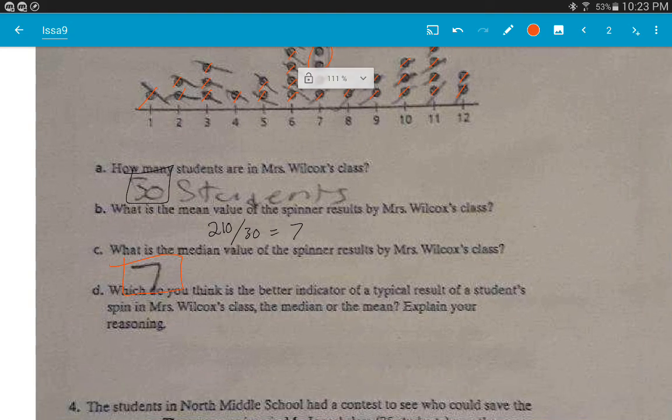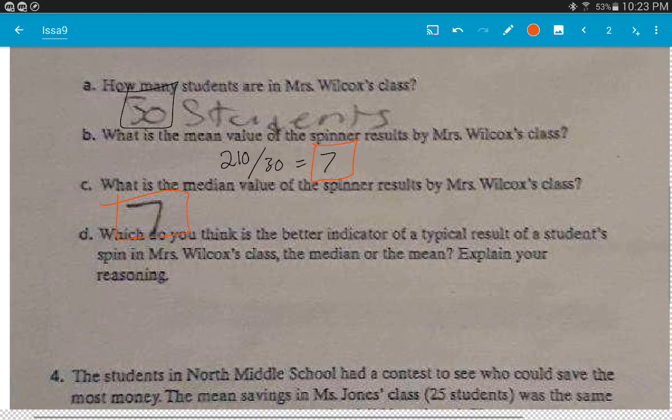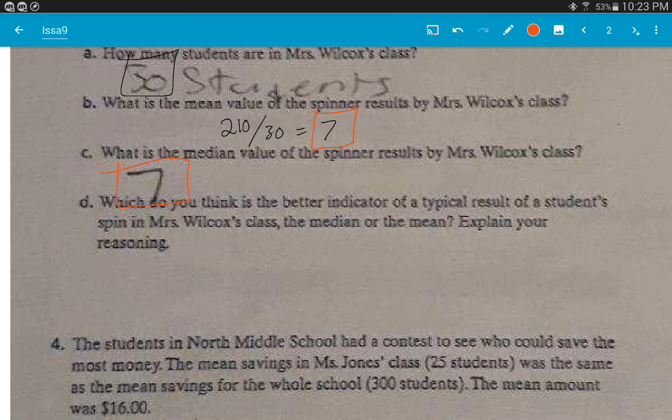Which do you think is the better indicator of a typical result of a student's spin in Mrs. Wilcox's class, the median or the mean? Explain your reasoning. Well, the mean and the median are actually the same thing in this case. And either one really could be said. The mean and the median are the same thing, though.